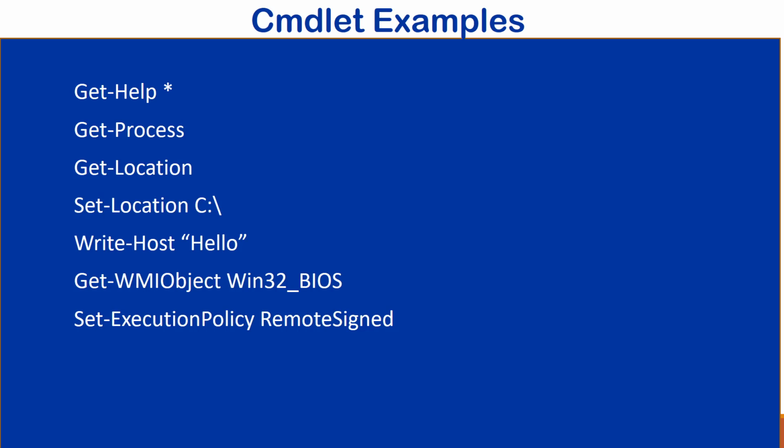Get-Process will give you the processes running in the system. Get-Location will get you the current location, the drive you're looking at. Set-Location sets the location, or Write-Host to write to the console, and Get-WmiObject, which is the Windows Management Instrumentation object, kind of an advanced feature for administrators. And we already saw Set-ExecutionPolicy. So these are just some sample commandlets.